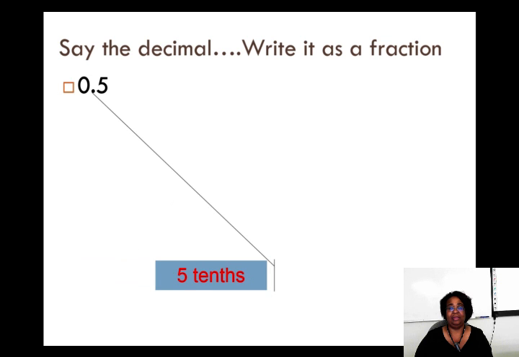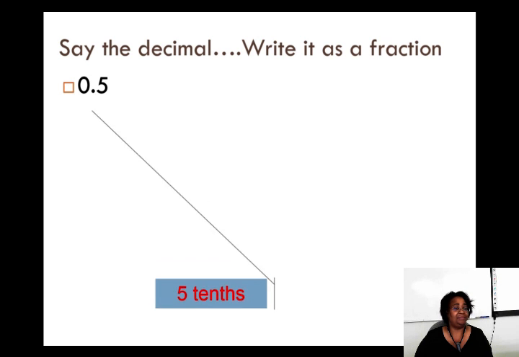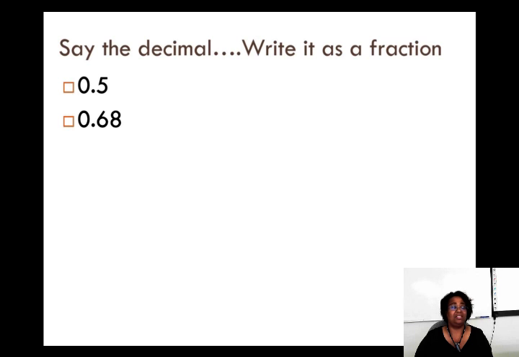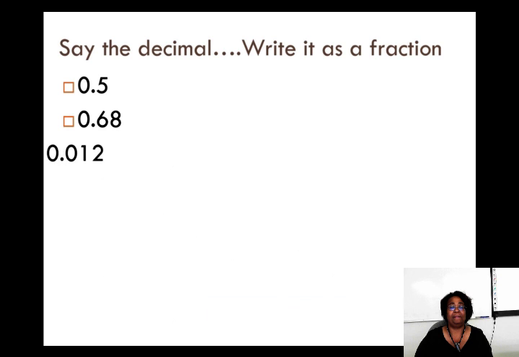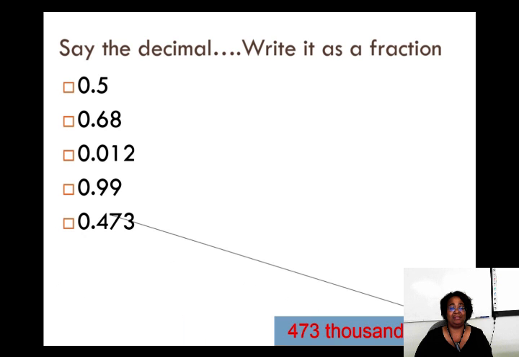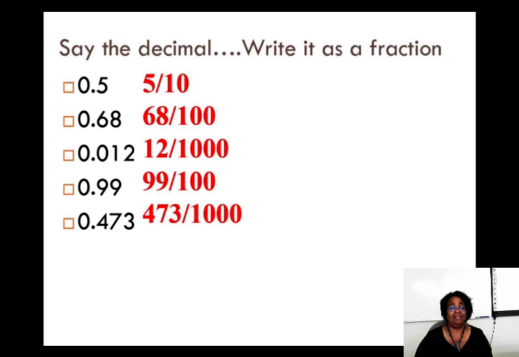This is 5 tenths. What's this? 6,800. 68 hundredths. Okay. 12,000. 12 thousandths. 99. 99 hundredths. 473,000. 473 thousandths. And these are the ways that you would write these as fractions.